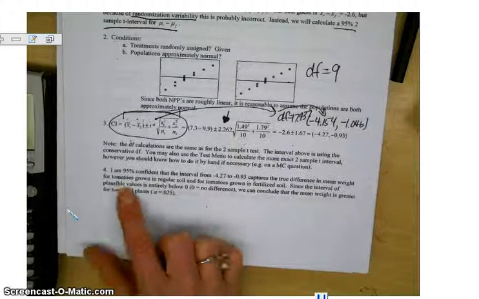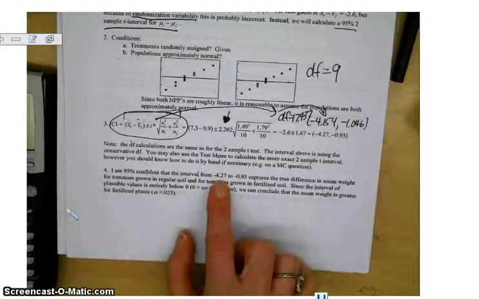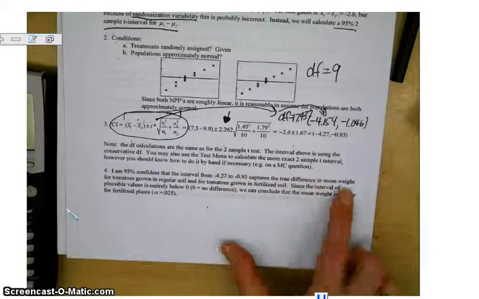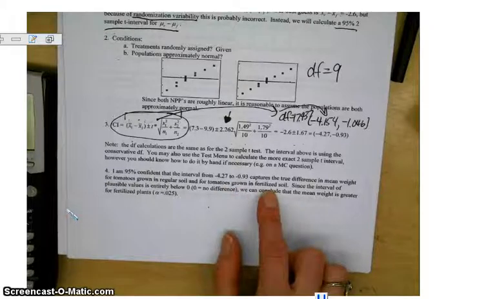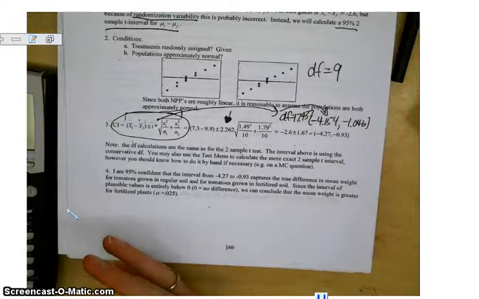Okay, so your final summary is: I'm 95% confident that the interval from negative 4.7 to negative 0.93 captures the true difference in mean weight for tomatoes grown in regular soil and tomatoes grown in fertilized soil. Your conclusions will be a little clumsier, if I might say, because you have to talk about the difference.